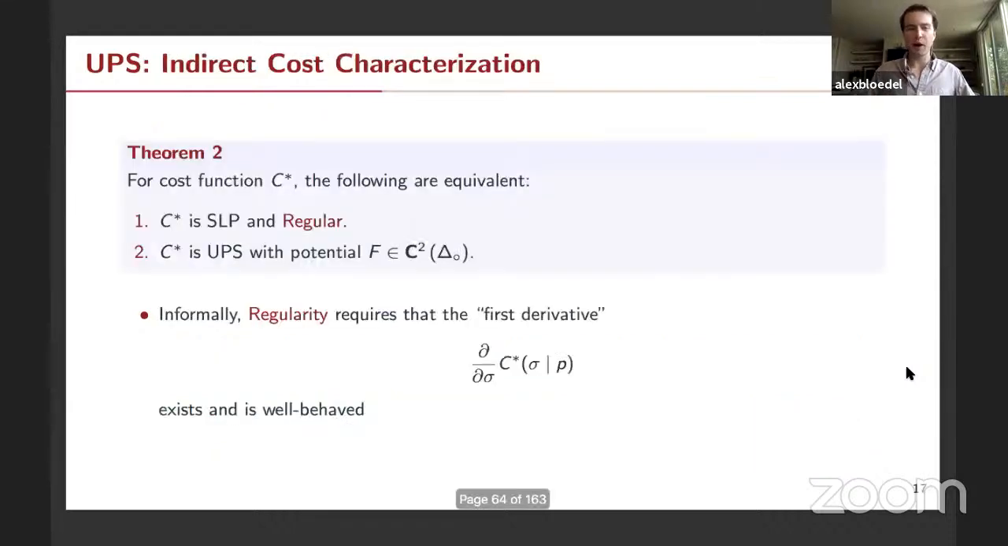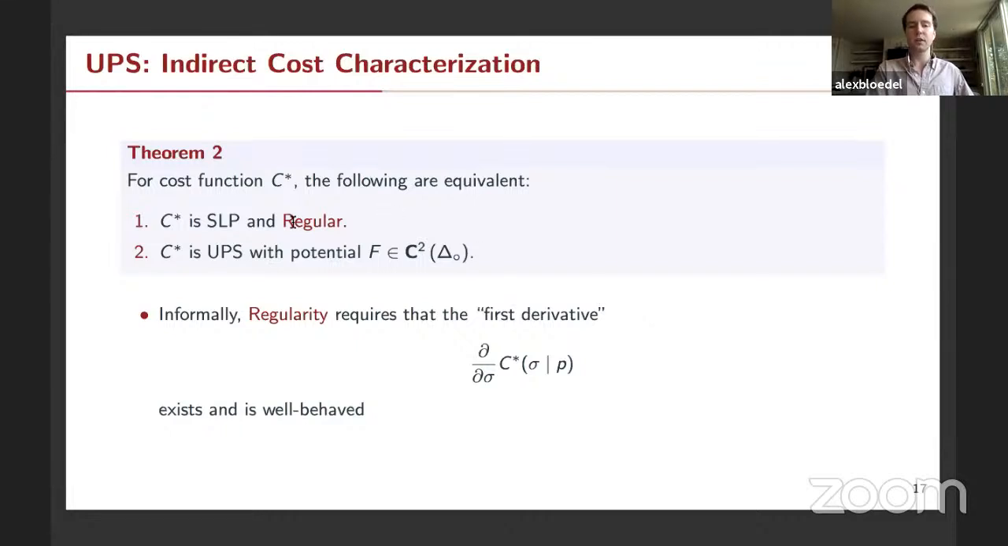Okay, so now on to the details. Theorem 2. For a cost function C star, the following are equivalent. First, it's SLP and regular. Second, it's UPS with a C2 smooth potential function. Now, this smoothness on the potential function is quite innocuous because any potential function can be approximated by such smooth ones. So this characterizes actually a dense subclass of the UPS costs.